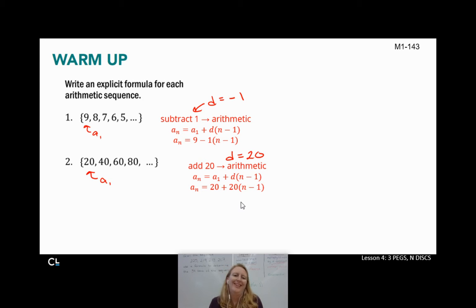Well, that's funny. So for the formula for this sequence, I have a sub n equals 20 plus 20 times n minus 1. And of course, these formulas are great because you can find any term in the sequence. You would just plug that in for n and that's what the term is. It's pretty magical stuff.